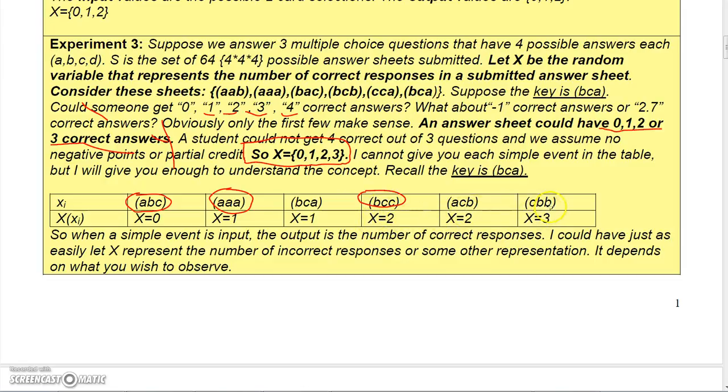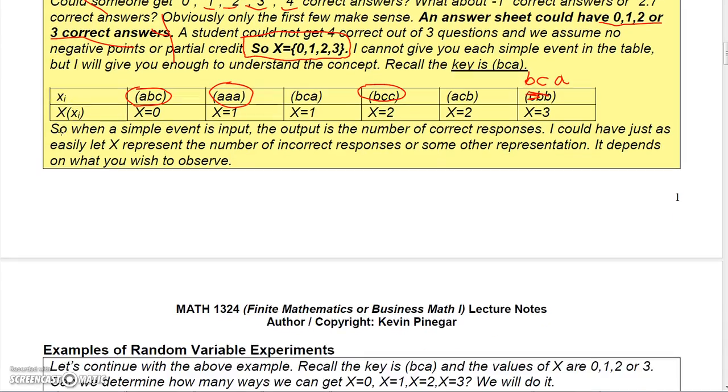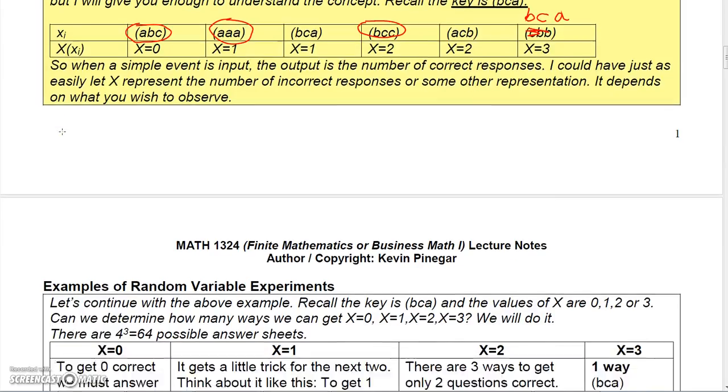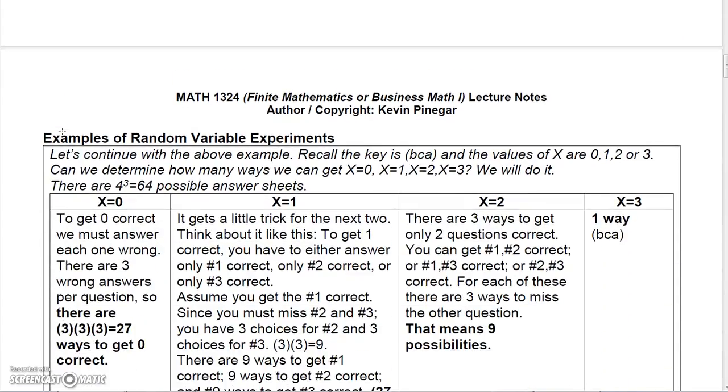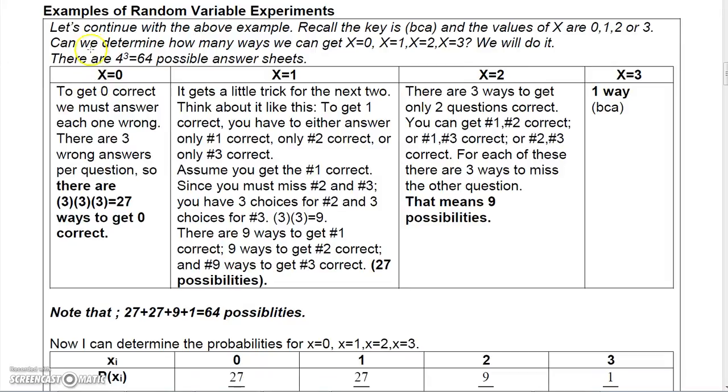And then let's just go to this one. That should say BCA, shouldn't it? The key is BCA, right? So to get a 3, you'd have to turn in this answer, BCA. Okay? So anyway, that's an example. Hopefully that helps you understand what a random variable is.